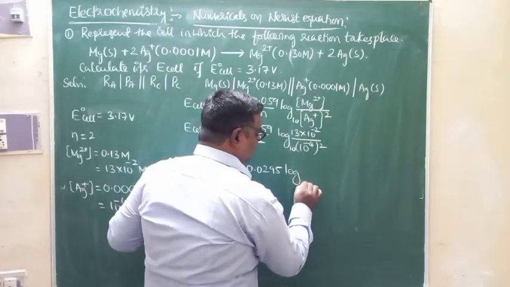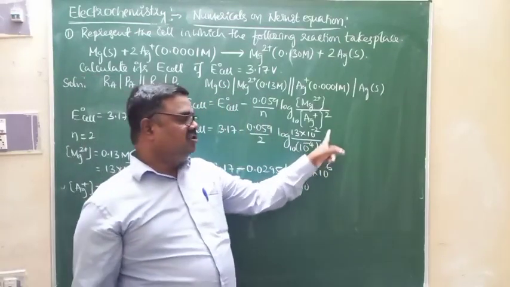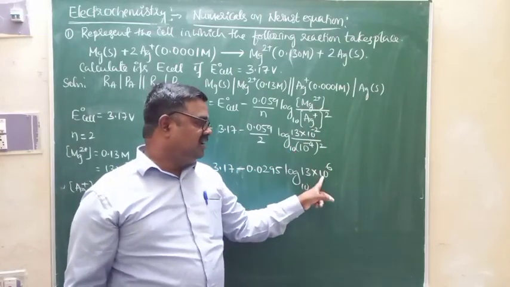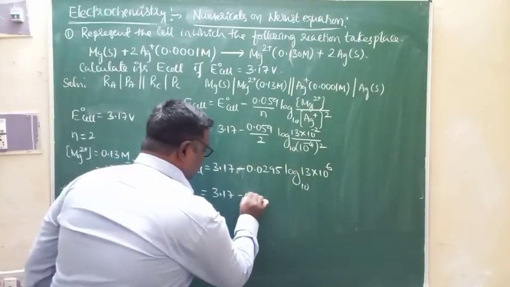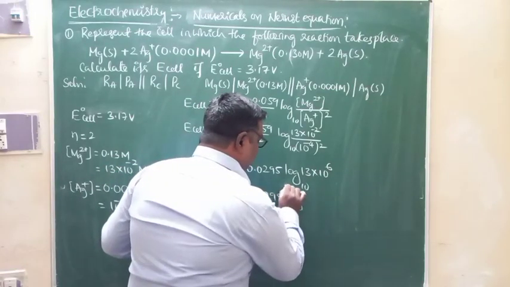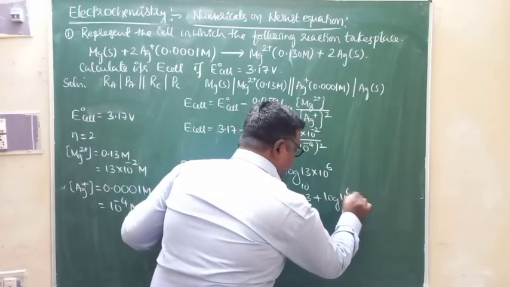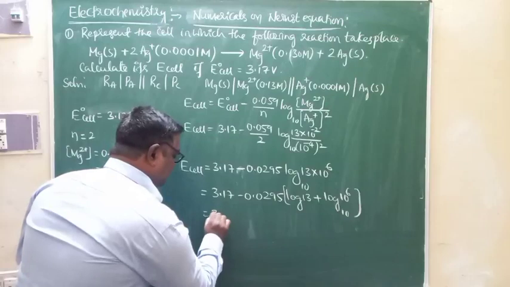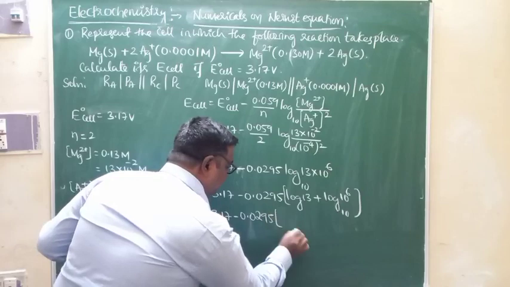That is log of 13 into 10 to the power of 6. The 10 to the power minus 8 goes to the numerator and becomes 10 to the power plus 8. 10 to the power plus 8 into 10 to the power minus 2 is 10 to the power 6. Therefore this is 3.17 minus 0.0295 times log 13 plus log 10 to the power of 6. Since log AB is log A plus log B.